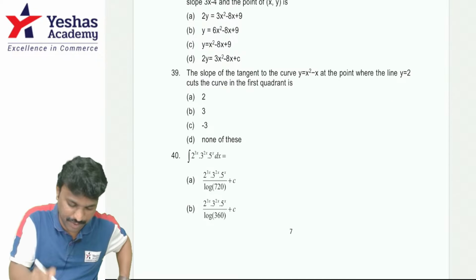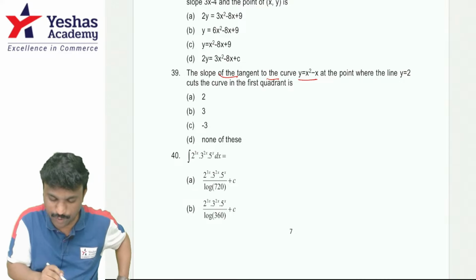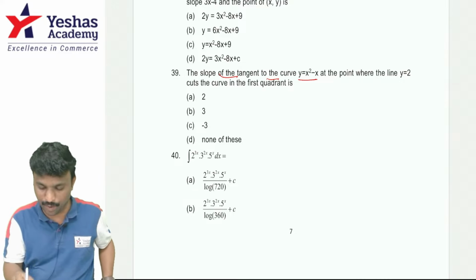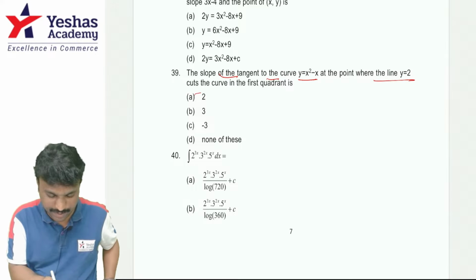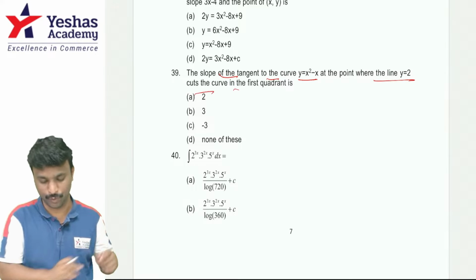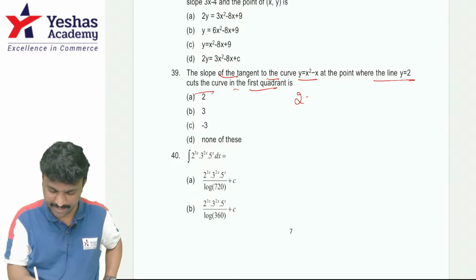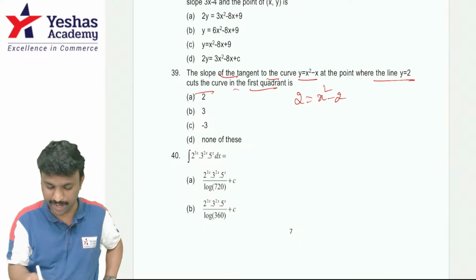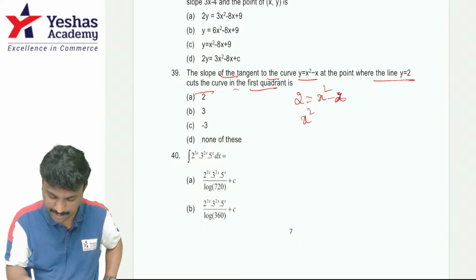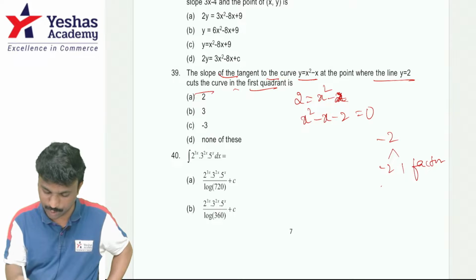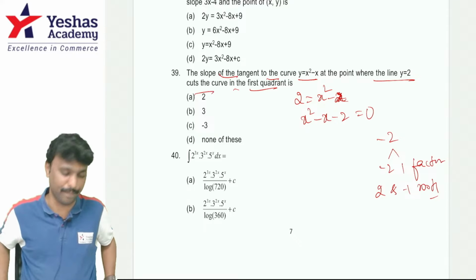So moving on to the next question: the slope of the tangent to the curve y is equal to x square minus x at the point where the line y is equal to 2 cuts the curve in the first quadrant. Guys, put y is equal to 2 here to find the value of x. So x square minus x minus 2 equal to 0. Try to factorize this. Minus 2 is the product, so minus 2 and plus 1 are the factors. So roots are going to be 2 and minus 1. Yes or no?